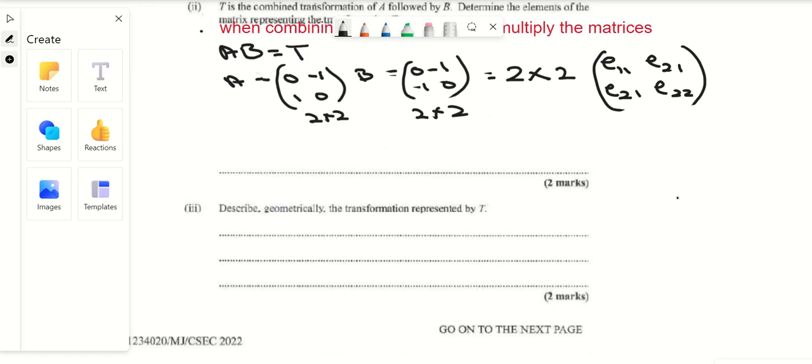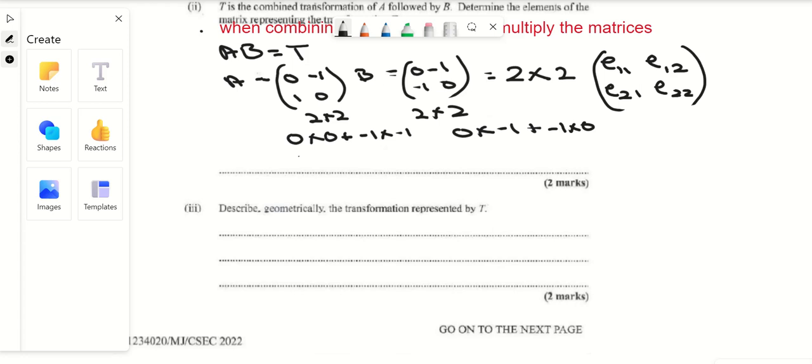So it's row by column, so it's 0 multiplied by 0 plus negative 1 multiplied by negative 1, right? Row by column. And then this is row by your second column, so it's 0 multiplied by negative 1 plus negative 1 multiplied by 0. I made a mistake here. This is 1, 2, yeah. Your first row multiplied by column 2.